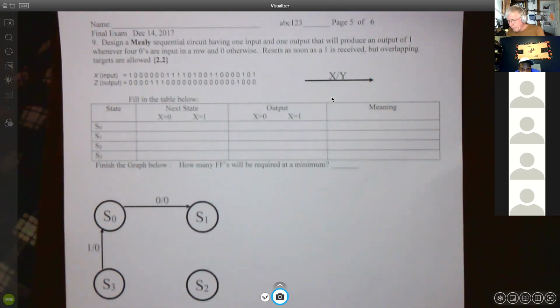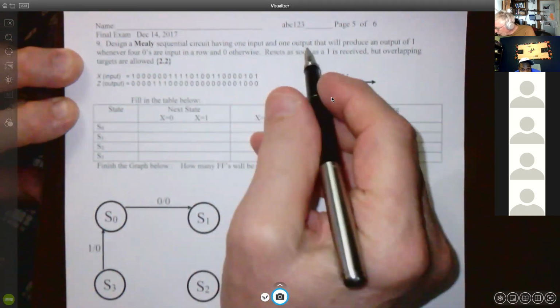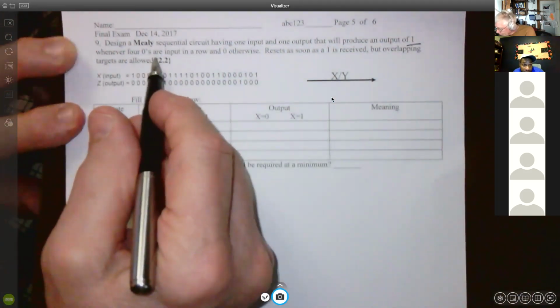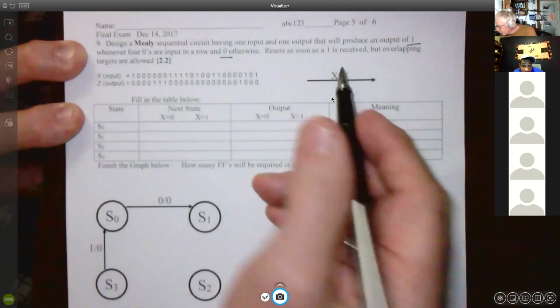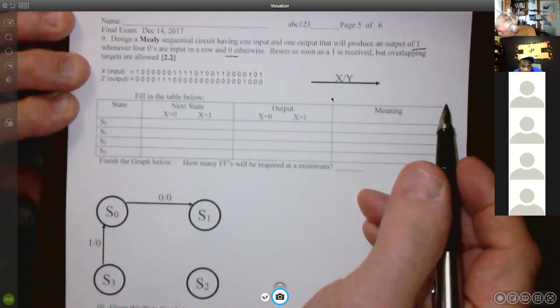Okay, so let's read the problem. Design a Mealy sequential circuit having one input and one output that will produce an output of 1 whenever 4 zeros are input in a row and 0 otherwise. Resets as soon as a 1 is received, but overlapping targets are allowed.